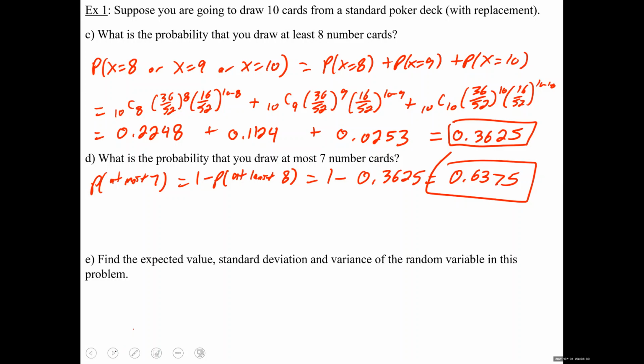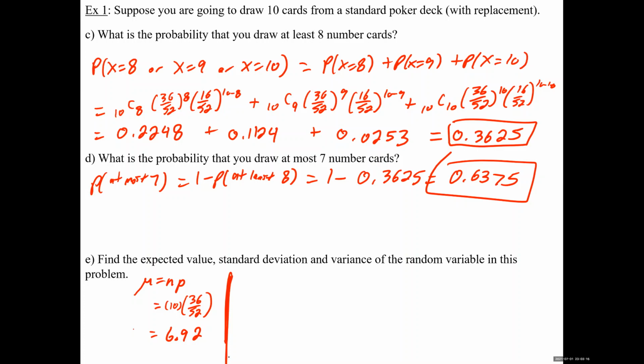All right. Part E says find the expected value, standard deviation, and variance of this random variable. Again, normally these are not fun at all to calculate, but for binomial, it's very easy and very fast. So the expected value is n times p. This is only true for a binomial random variable though. You just do n times p. N was written on the last slide, it's 10. And p is 36 out of 52. So you do 10 times 36 out of 52, and I'm getting 6.92 for that.